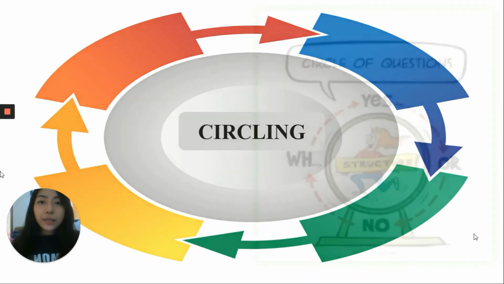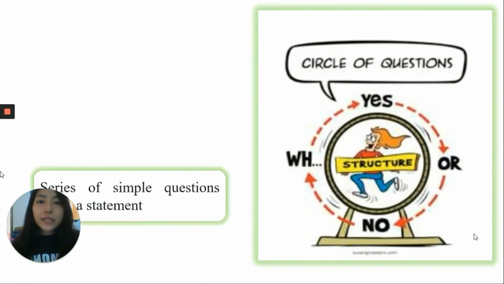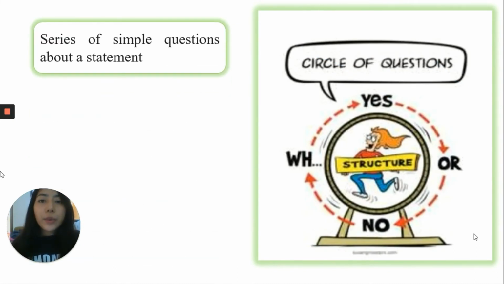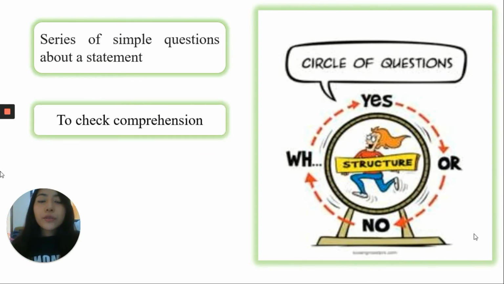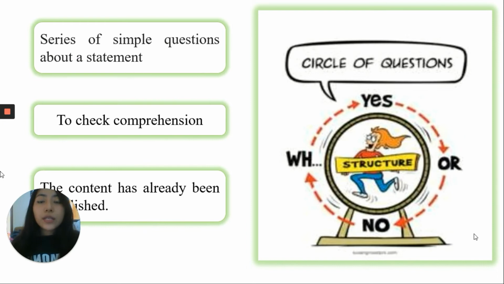Consider another technique, circling. Circling is the practice of asking a series of simple questions about a statement, all in the target language. The point of asking these questions is not to force the student to speak. Rather, the questions are a method of checking comprehension while simultaneously repeating the target vocabulary in context. The circling questions are always about content that has already been established. There are four basic types of circling questions: yes, no, either/or, and WH questions like what or where.